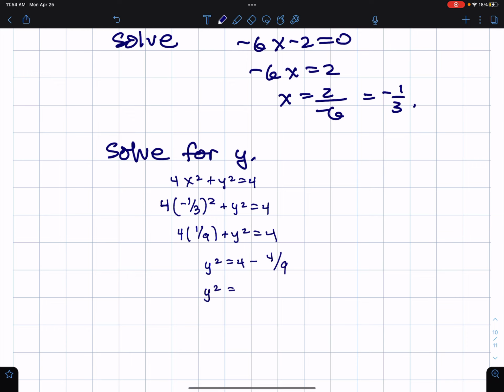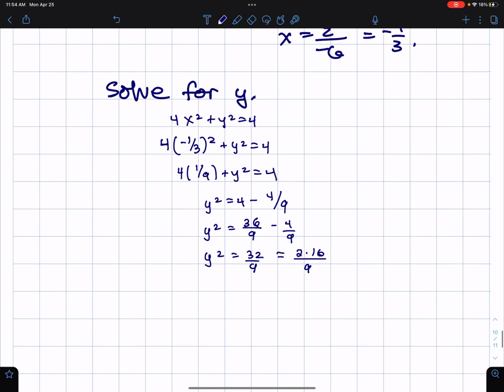So y squared equals 4, but I need a common denominator. I'm going to write it as 36/9, because if I multiply 9 times 4, I get 36, and the denominator 9. So y squared is 32/9. But by the way, knowing our times tables, 32 is 2 times 16. And I want to know that because I'm going to take the square root. So I have plus or minus the square root of 2 times 16/9. Square root of 16 is 4, square root of 9 is 3, and we have radical 2.